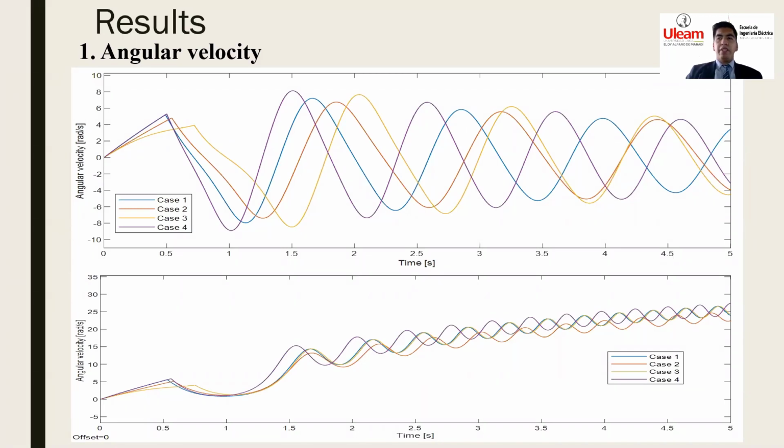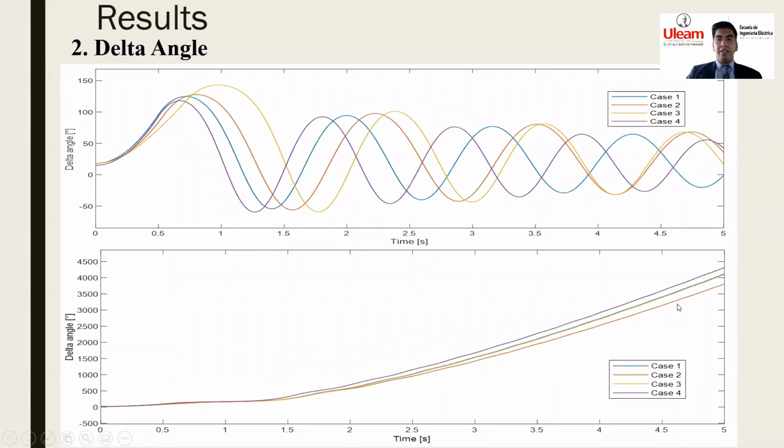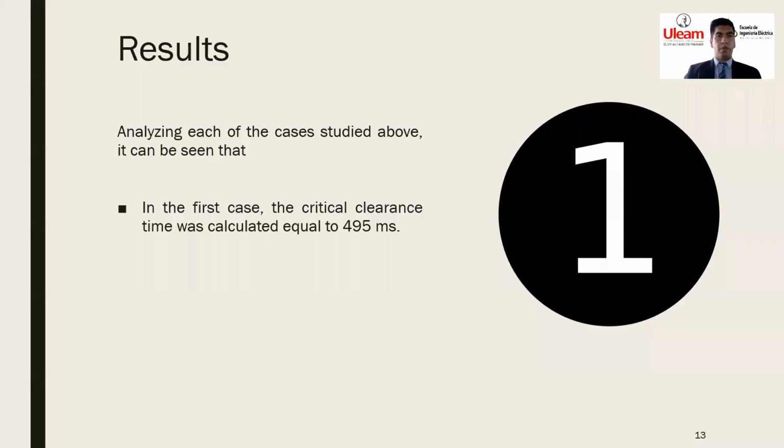Results. When we compare the behavior of two of the main variables of interest, which are the angular velocity and delta angle, it can be seen that when the fault clearance time is under the critical, as shown in the figure at the top, the system recovers its stability. Conversely, when the fault clearance time is over the critical, the system becomes unstable and it doesn't recover. So, analyzing each of the cases studied above, it can be seen that in the first case, the critical clearance time was calculated equal to 495 milliseconds.